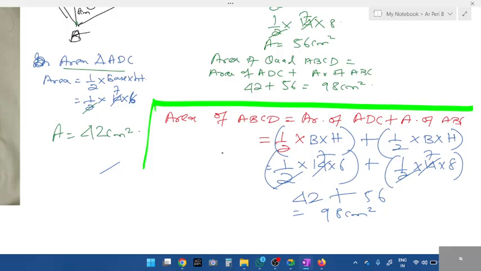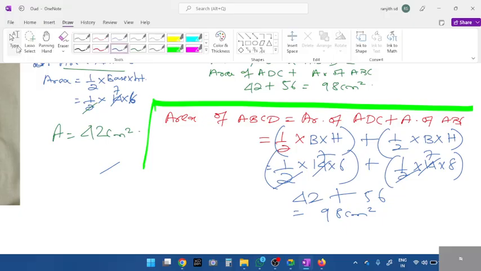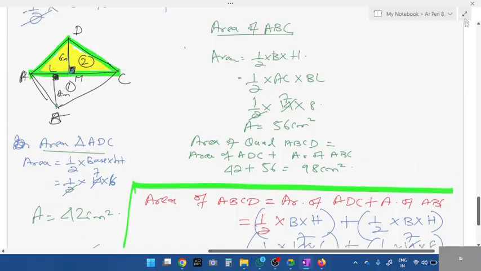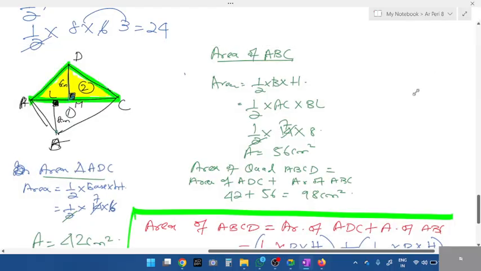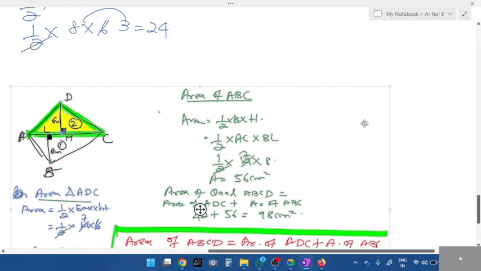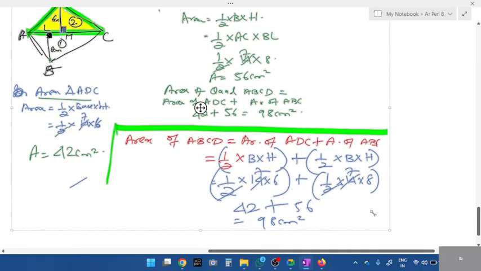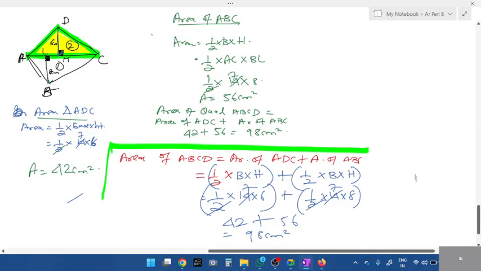No. It's a right angle triangle. Let me minimize. So this quadrilateral is not a triangle, rectangle, square, nothing, students. This quadrilateral is made up of two right angle triangles. Whenever it is made up of right angle triangles, this is the formula we use. First question.